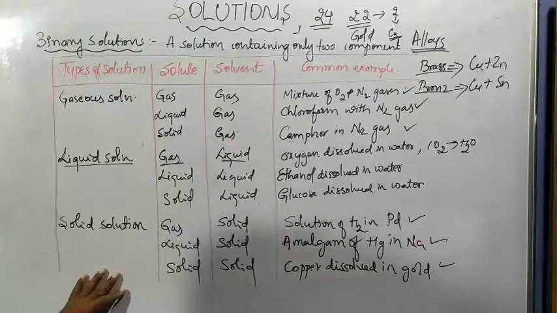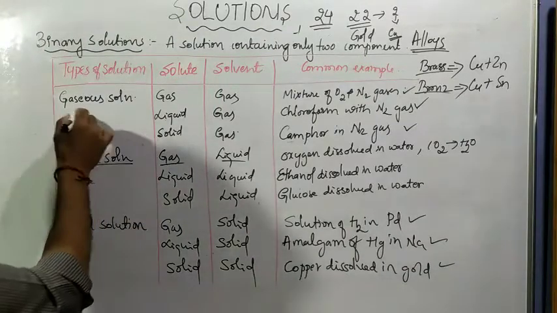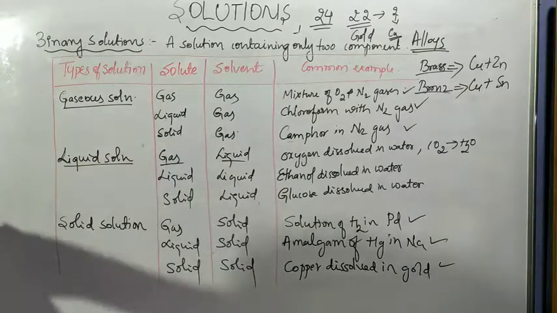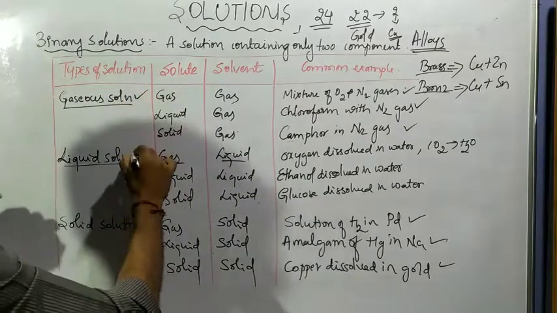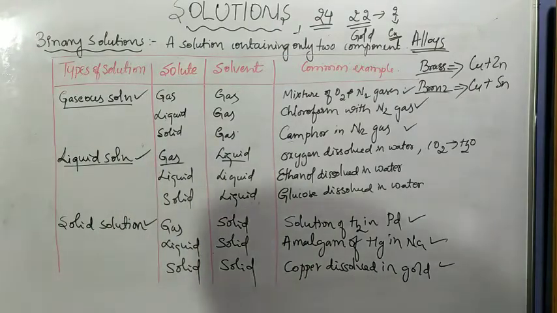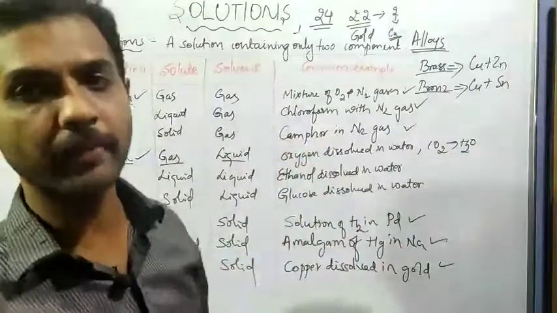So how many types of solution are there? Binary solution has 3 types: one is gaseous solution, then liquid solution, and the solid solution. Okay, so just take a screenshot of that. These are very, very important.